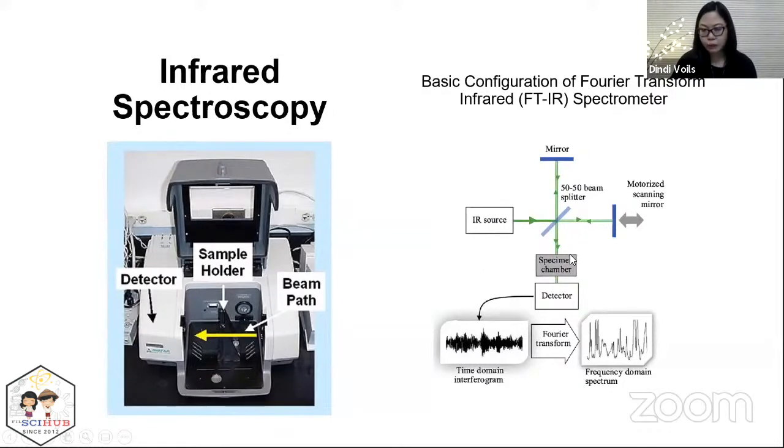So what you get is what's called a time domain interferogram, and a chemist doesn't really know how to read that. It has to be converted first using a mathematical transform called Fourier transform. That's why it's called Fourier transform. And what we can read is the frequency domain spectra. That's what we can use for our purposes.